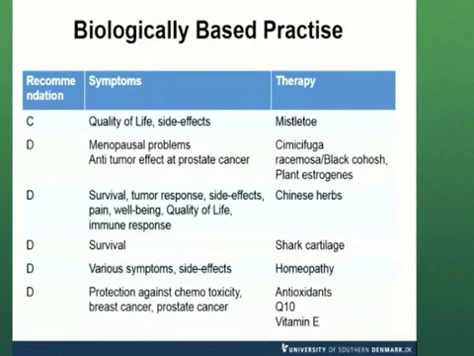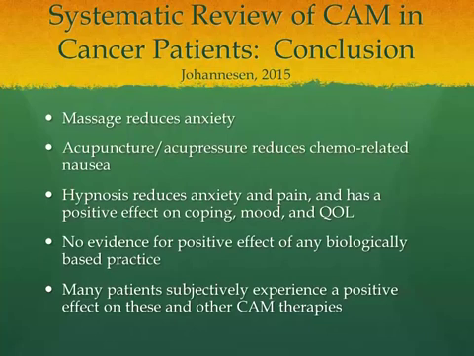What they did is they took a variety of levels of recommendations and then what symptoms and therapy were used. A level A or B recommendation showed that there was enough data to support the use of those therapies. I didn't put all those slides up here, but for example, acupuncture and hypnosis were predominantly A's and B's. Whereas if you look here, for the biologically based practice, most were C and D's, and they felt that below the level of B, there was no scientific evidence that it was proven beneficial. So ultimately, her conclusion was that there was no evidence for positive effects of any biologically based practice.